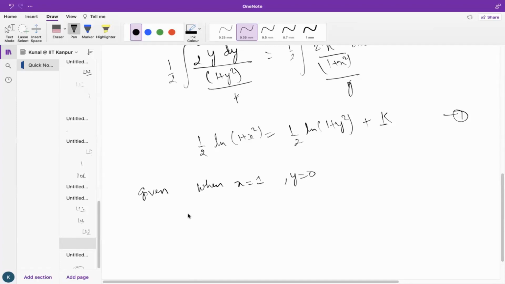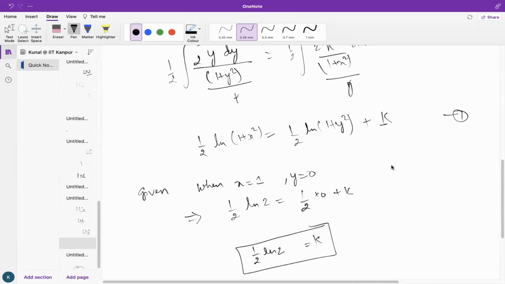Therefore, it implies, just put the value of x as 1 and y as 0. So half of ln 2 is equal to half of ln 1, which is 0, plus k. So the value of k will be nothing but half of ln 2. So this is our constant value.